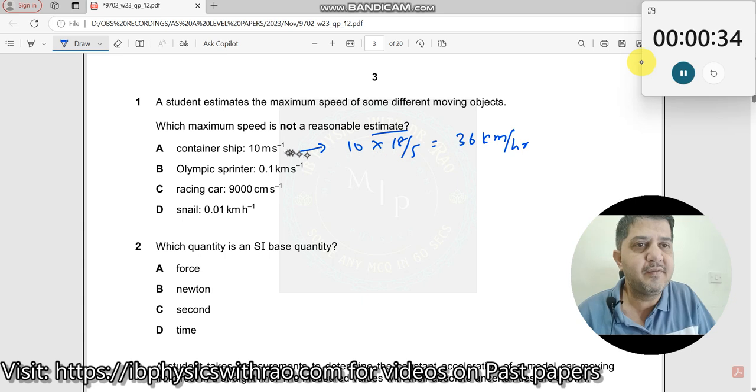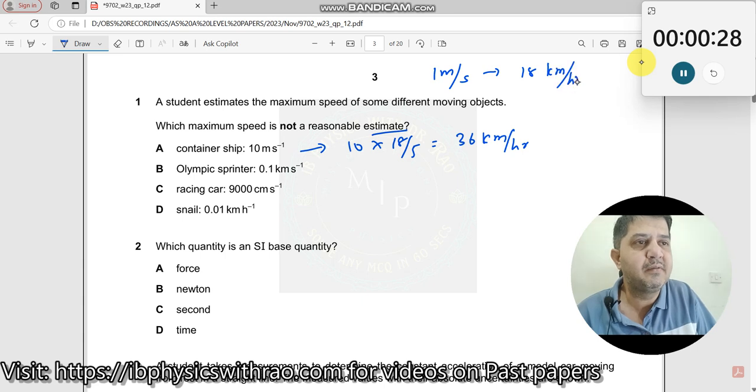I just converted meter per second. See, the conversion is 1 meter per second is 18 by 5 kilometer per hour. This is the conversion. Okay, I converted this. Similarly, do this one here.